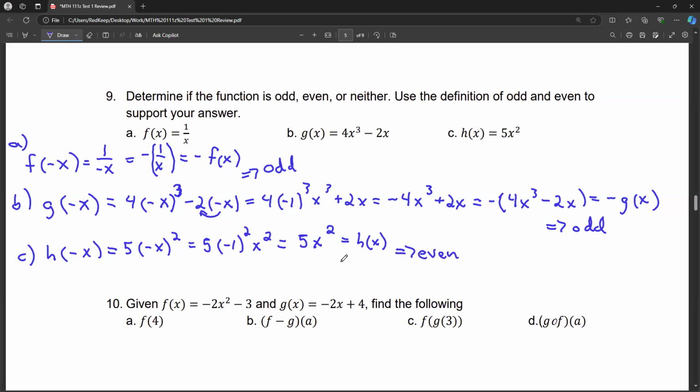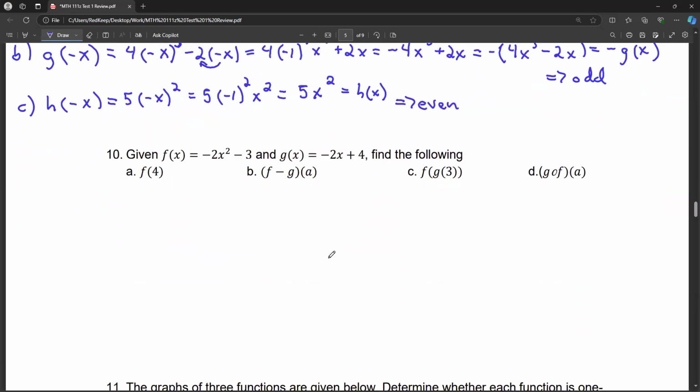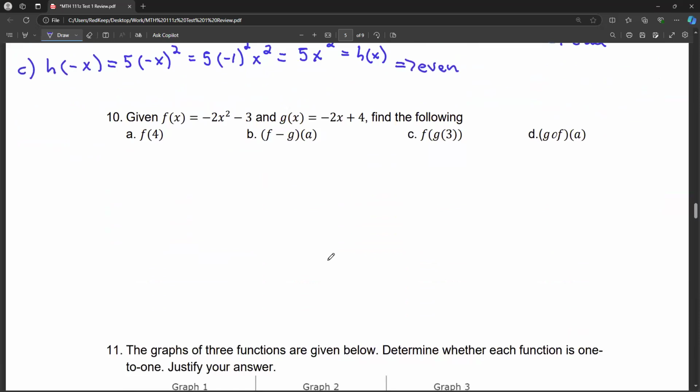Perfect. Okay, so that's everything for question 9. Moving on to question 10. It says, given a function f and a function g, find the following. And it looks like we're going to be doing a different kind of composites of functions here. Okay, so in part A, it's nice. Actually, they're just asking, well, what is f of 4?